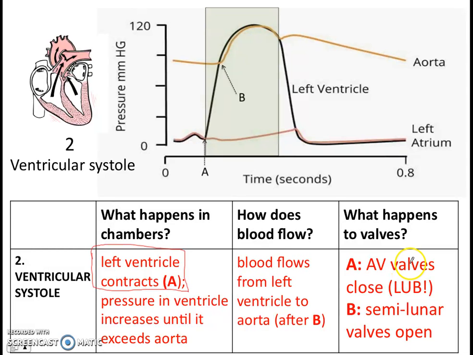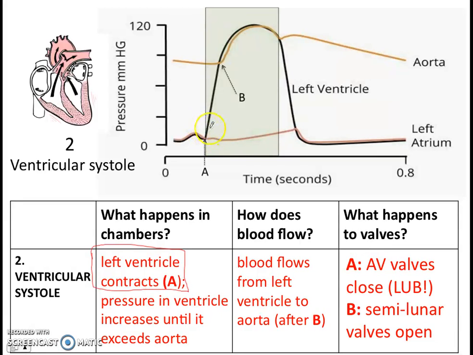You know your heartbeat, lup dup? So the first lup comes from this bicuspid valve closing. So why does it close? It closes because the left ventricle pressure starts to increase. The left ventricle contracts, and the pressure starts to increase.